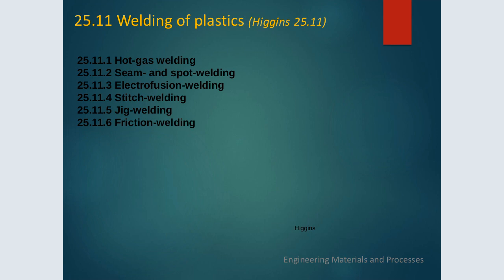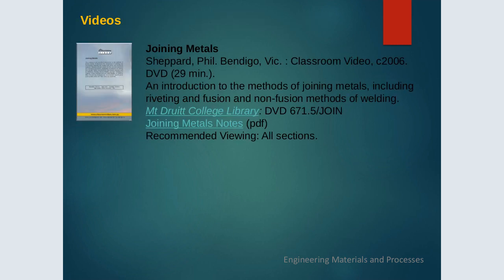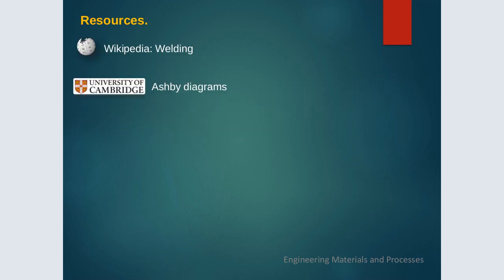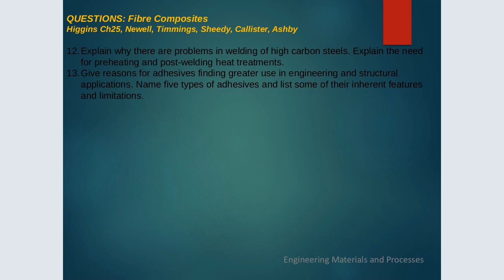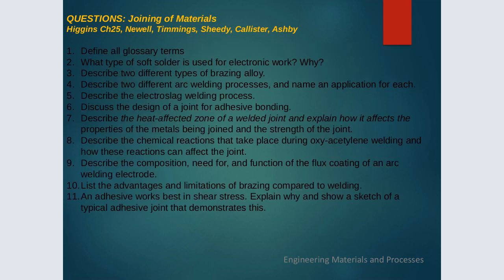Then welding of plastics, you can see we have hot gas welding, spot welding, electrofusion welding, stitch welding, jig welding, and friction welding. Then joining metals, there are also videos attached. And then we are done with that slide, and it was a summary. It was a summary of the joining of metals and materials.